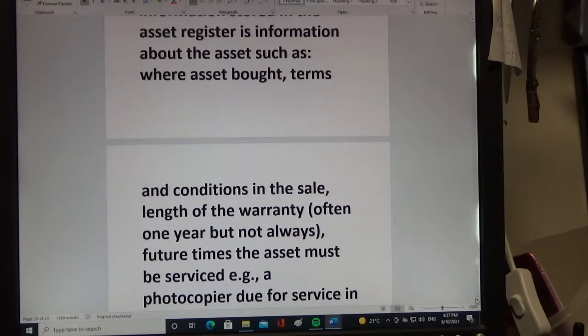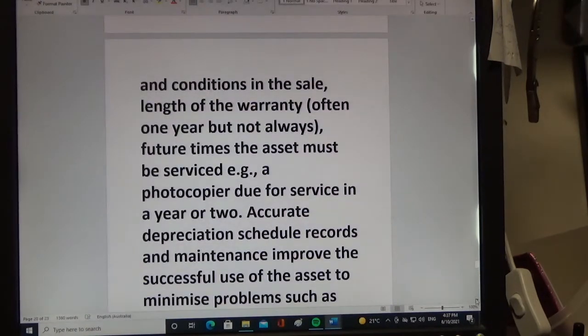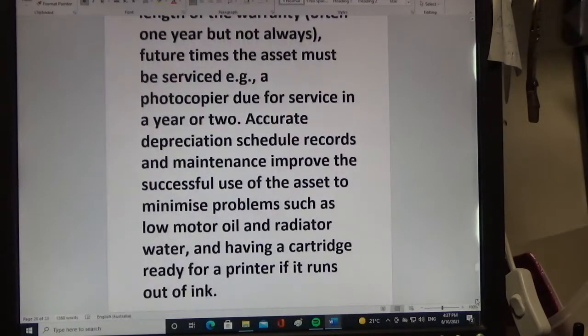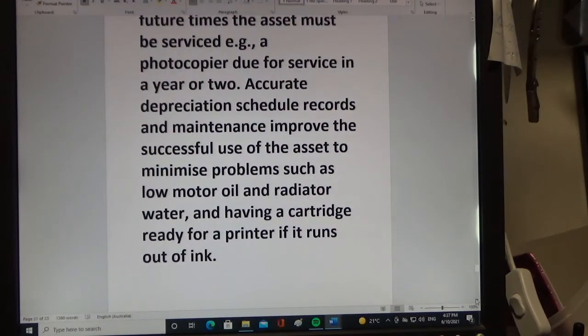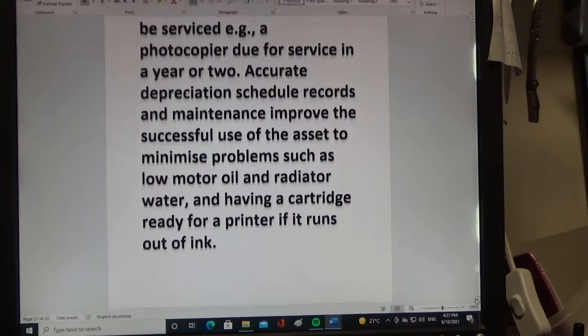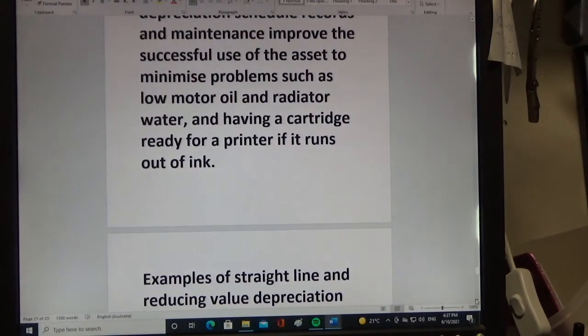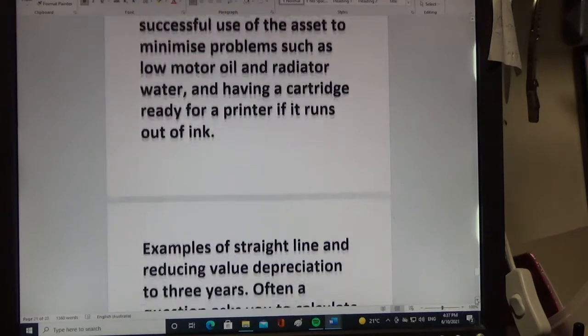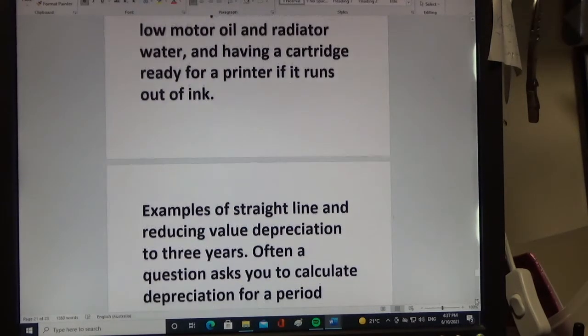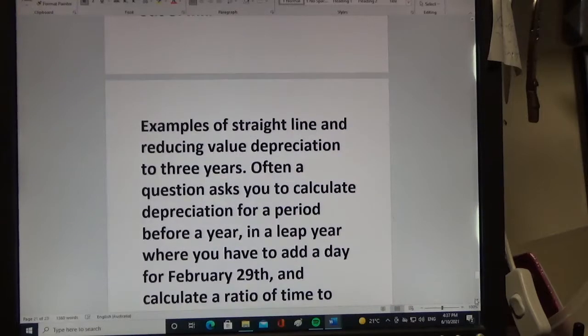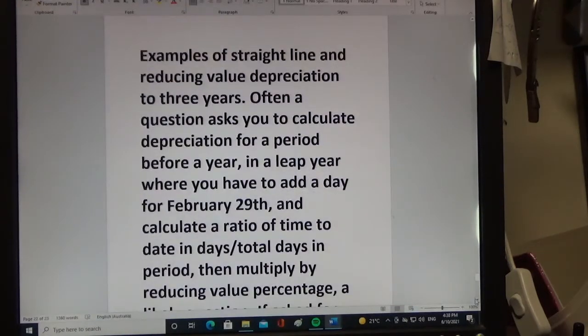So terms and conditions, length of the warranty, type of warranty. It might have information when the photocopier is due for a service in a year or two, and it improves the successful use of the asset to promote efficient repair and maintenance. A car, when it needs an oil change and a change of radiator water, when the photocopier needs a new cartridge, keep one on hand. An estimation of when the photocopier needs a cartridge, and so on.